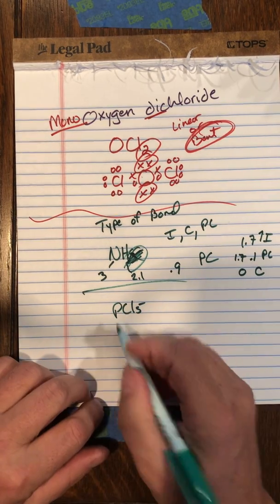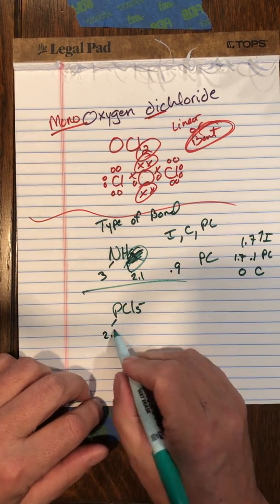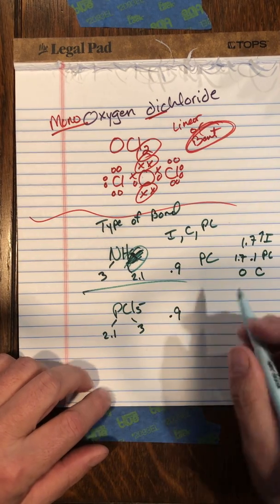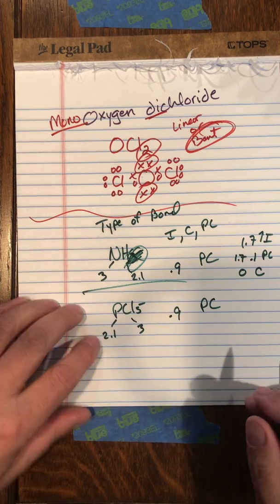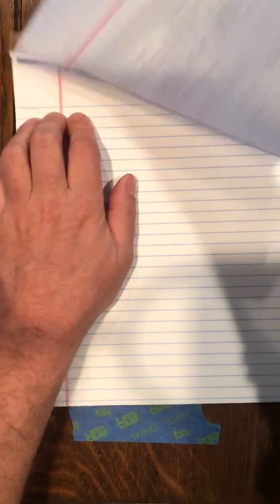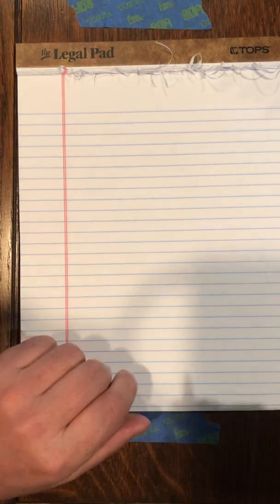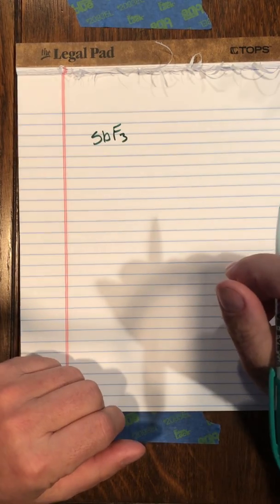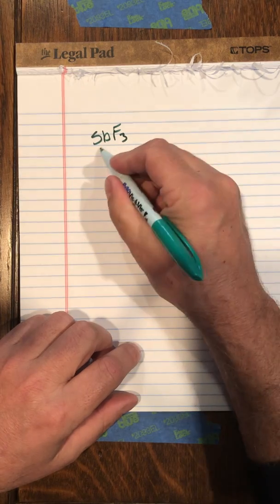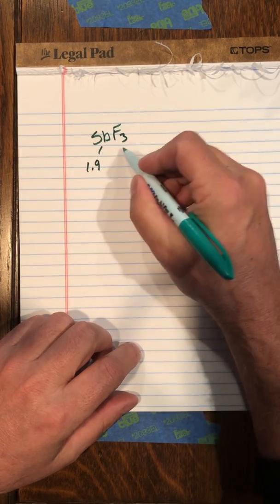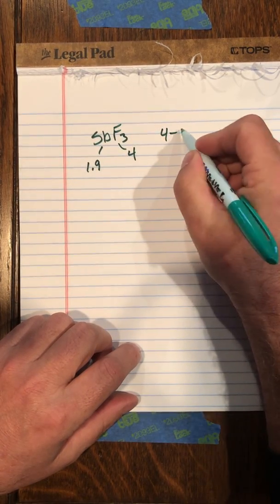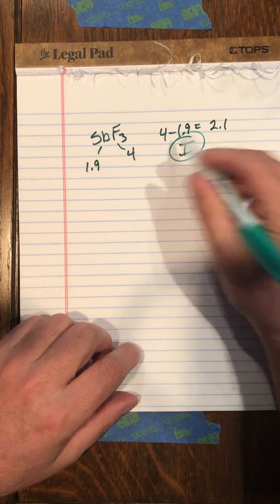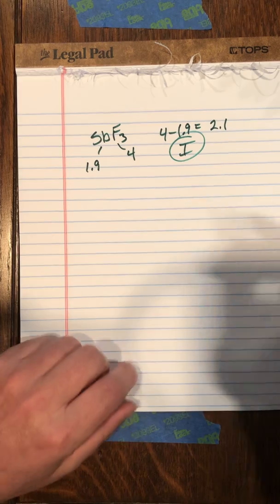Stop, do it. I think P is 2.1. Cl is 3 again. 0.9 all over again. PC. SbF3. Okay, stop, do it. I think Sb is 1.9. F is 4. 4 minus 1.9 is, what is it, 2.1? That guy's ionic.